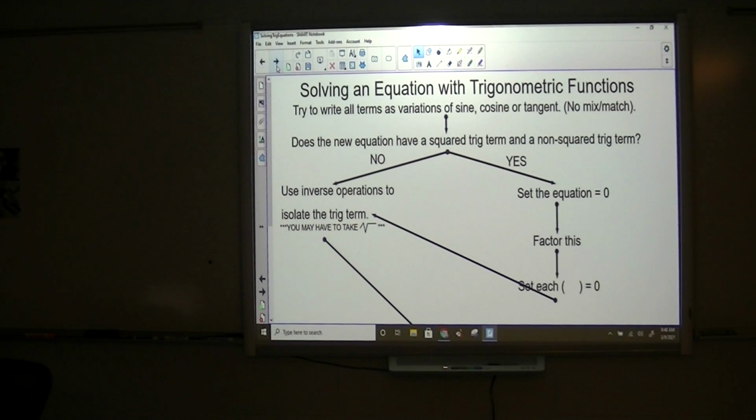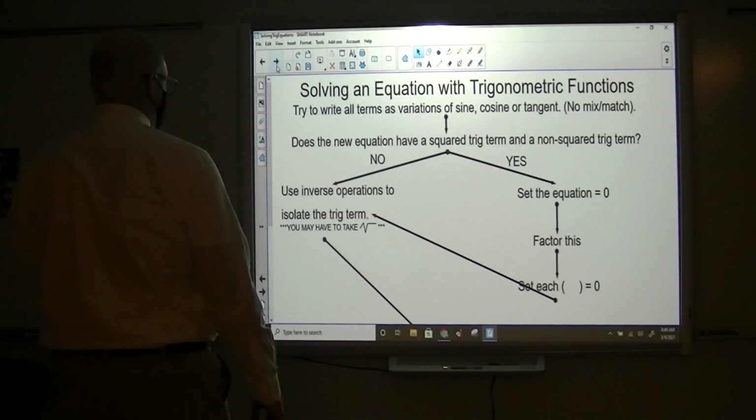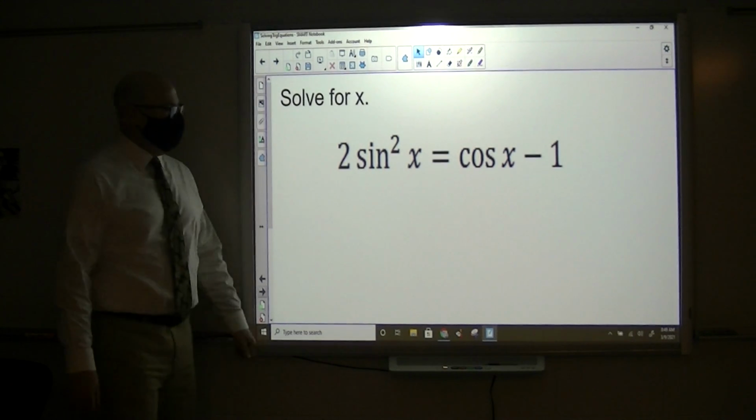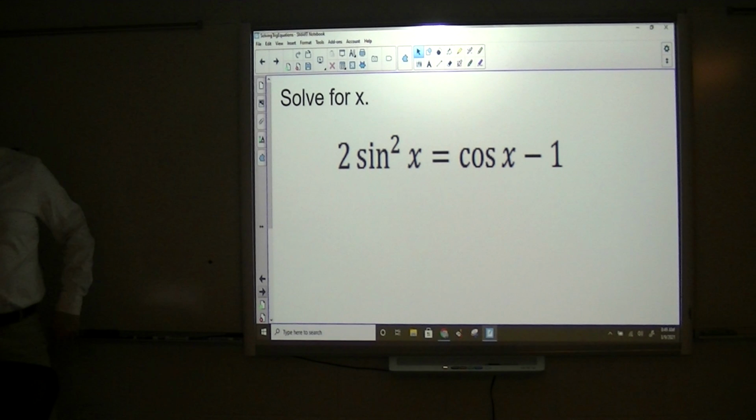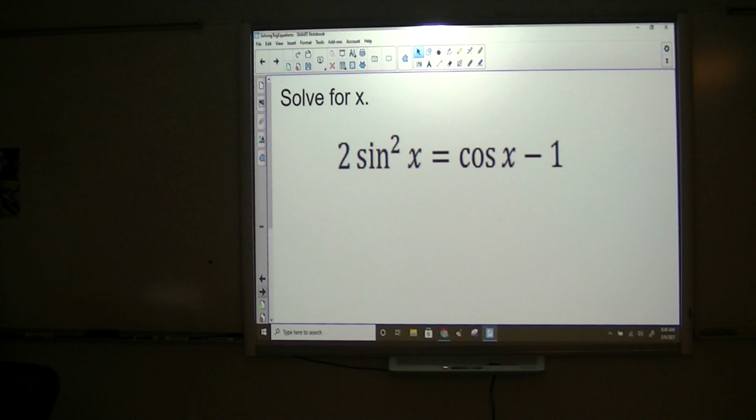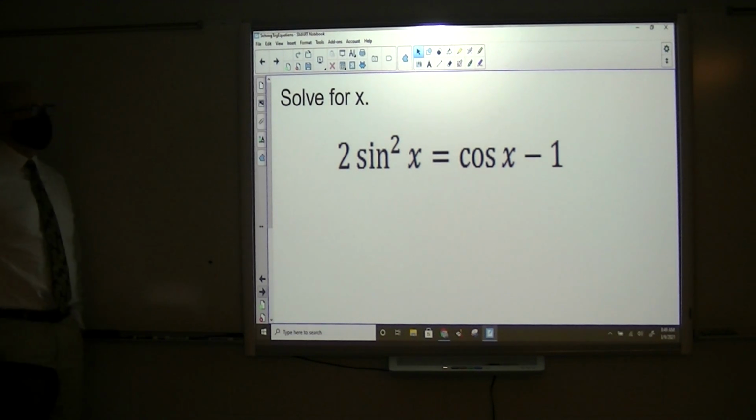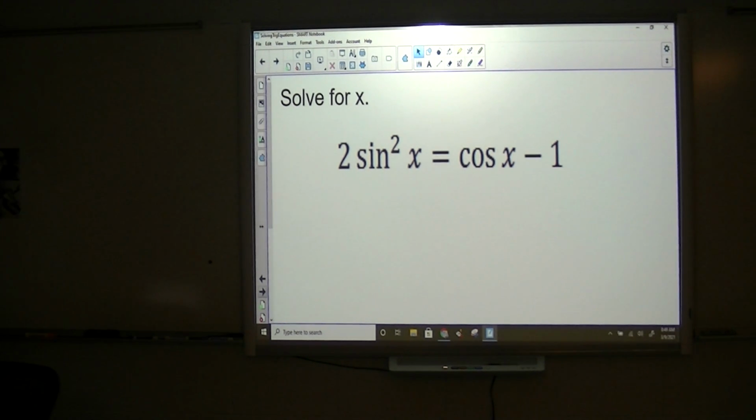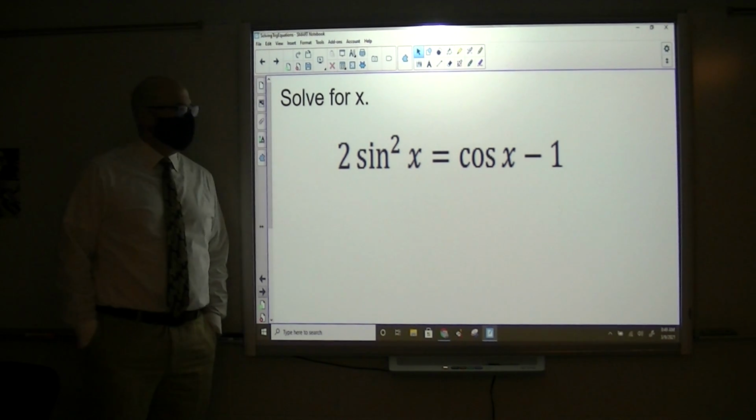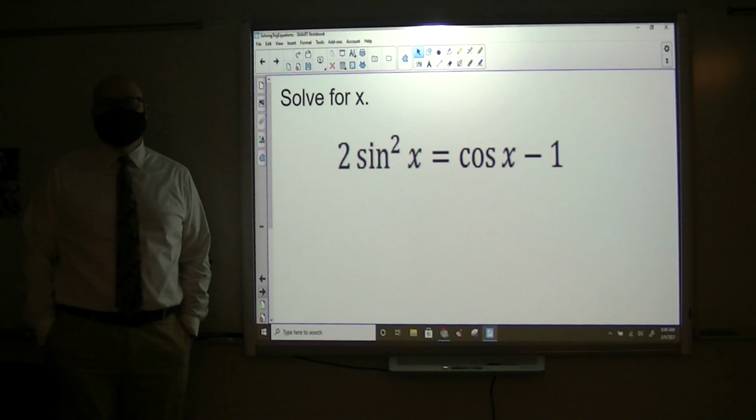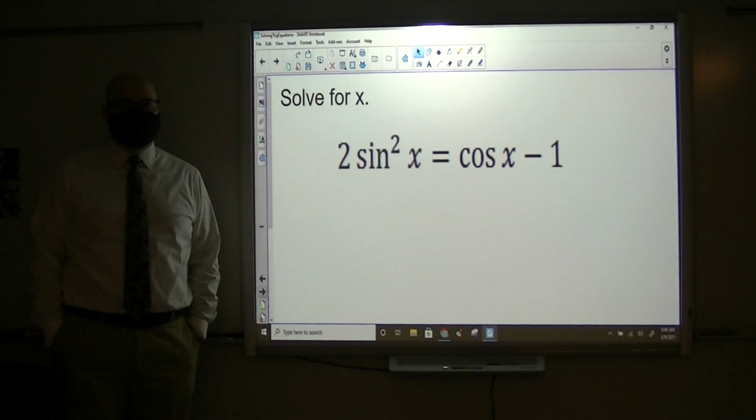Okay, the top of the mountain here for us. Our last problem, solving trigonometric equations. The top of the mountain. So, this is like the perfect review of everything we've done in this unit, kind of.